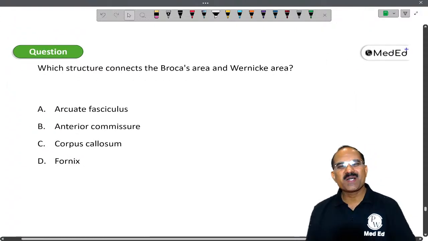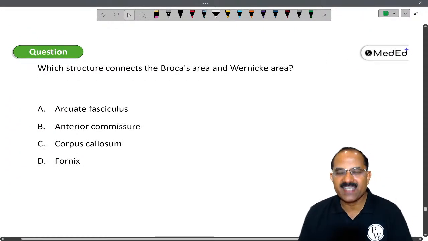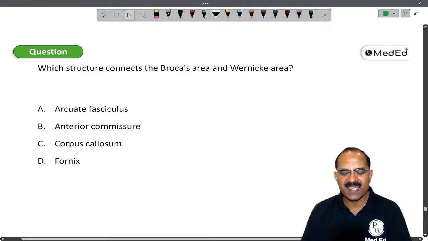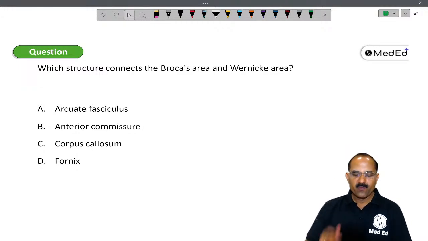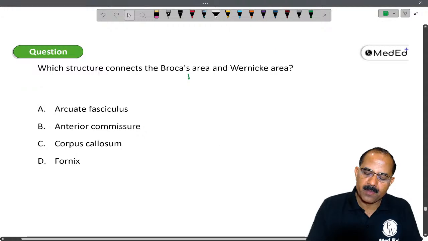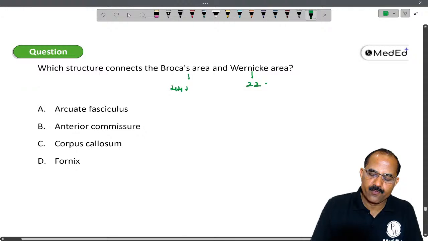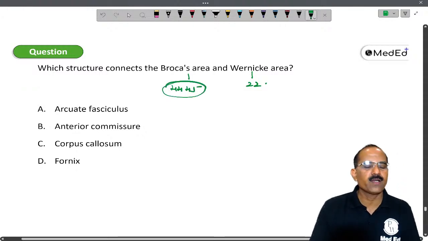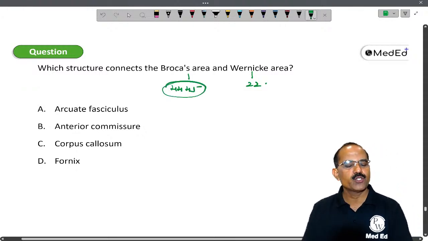Okay, what structure connects the Broca's and the Wernicke's areas? बोल सकते हो? Broca's area and Wernicke's area, that is number 22, and Broca's area is number 44, 45. Clear?